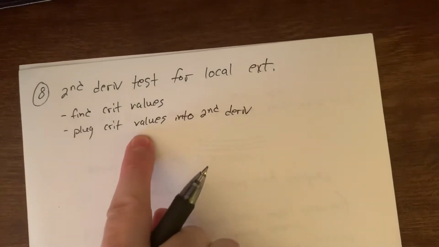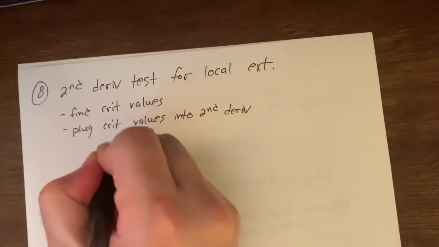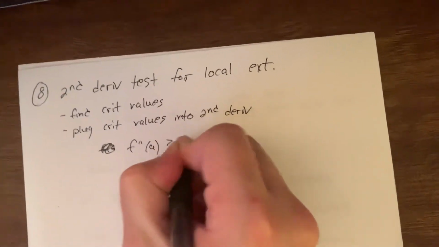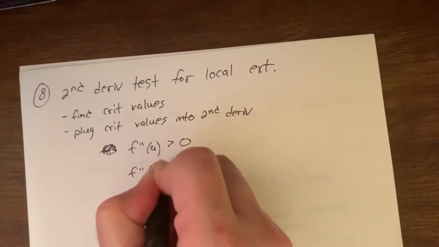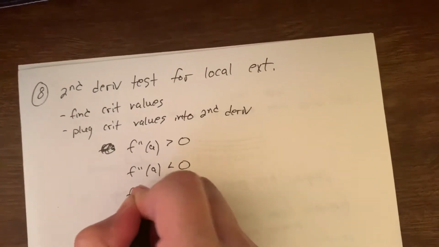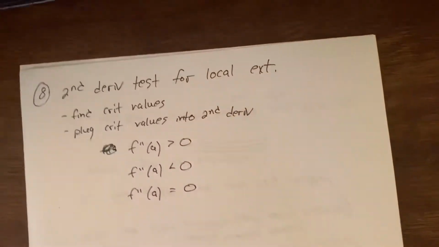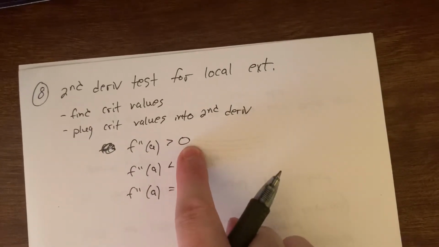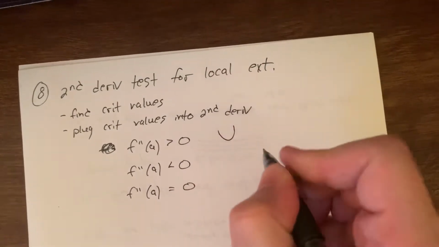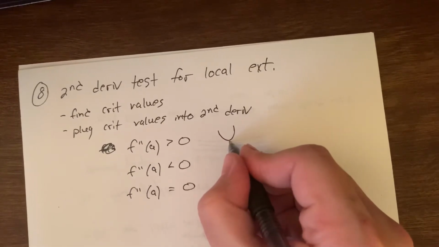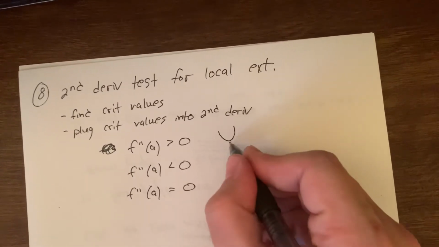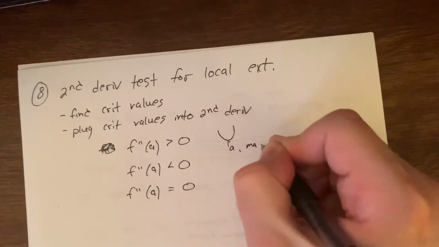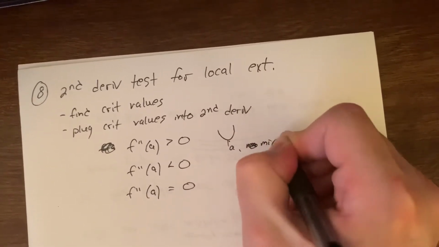If my critical value is a value a, then f double prime of a will be greater than 0, less than 0, or equal to 0. If f double prime of a is greater than 0, that means the function is concave up. You know you have a critical value, and you know your function is concave up, therefore that value a must be a local minimum.